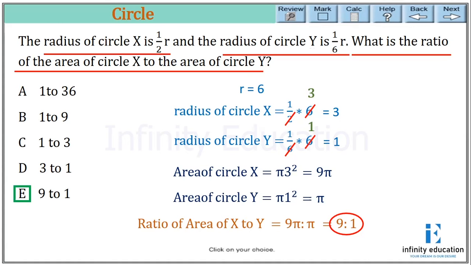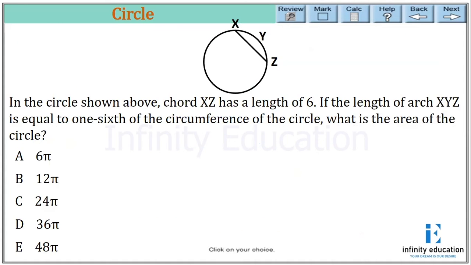Now let's see one more example. In the circle above, chord XZ has a length of 6. If the length of arc XYZ is equal to 1/6 of the circumference of the circle, what is the area of the circle? It is given that XZ has a length of 6, so I am writing 6 over there.